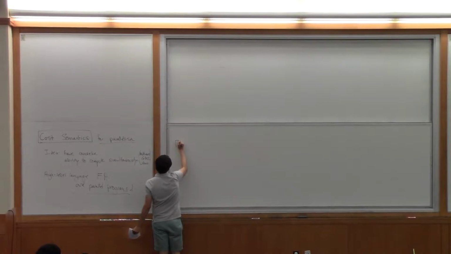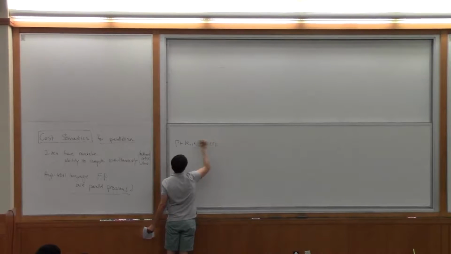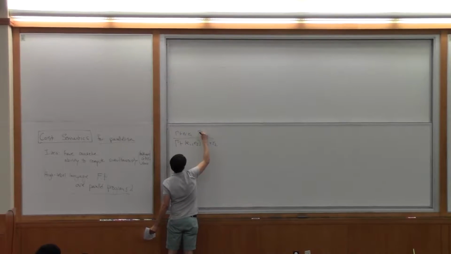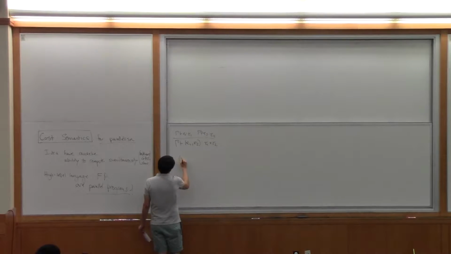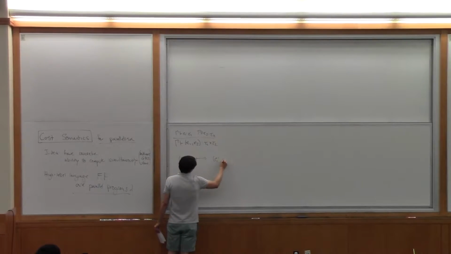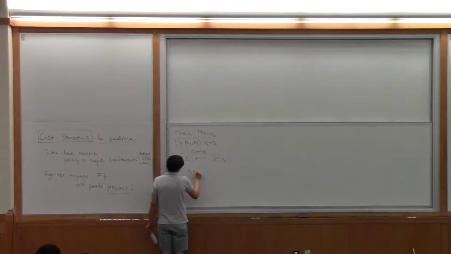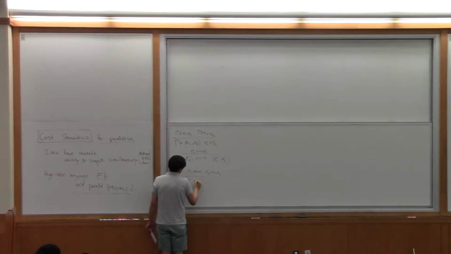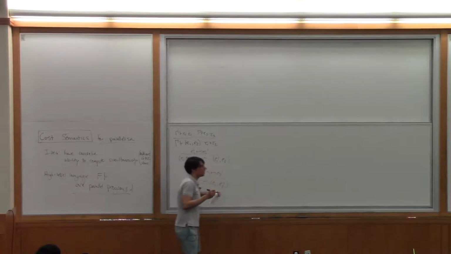Yesterday, we had the rules for pair types on the board. E1, E2 has type tau1 cross tau2 if E1 has type tau1 and E2 has type tau2. And if you remember what we said about the dynamic semantics, it was that E1, E2 steps to E1 prime, E2 if E1 steps to E1 prime, and if E1 is a value and E2 steps to E2 prime, then E1, E2 steps to E1, E2 prime, and then when they're both done, it's a value.